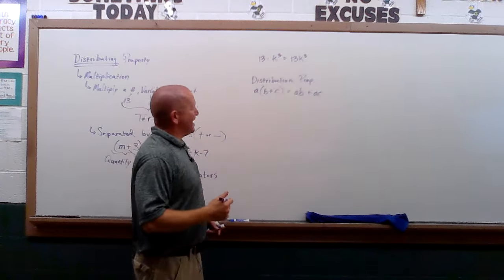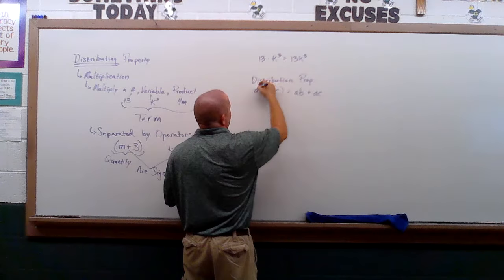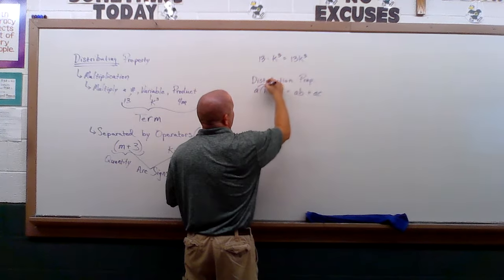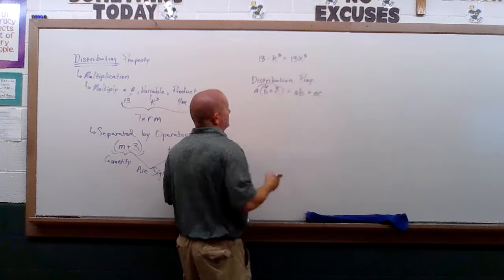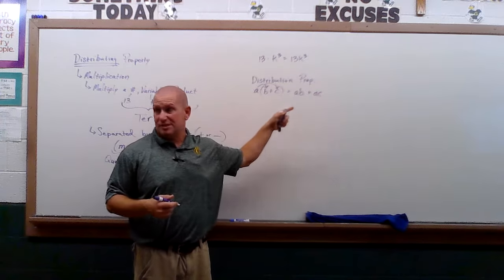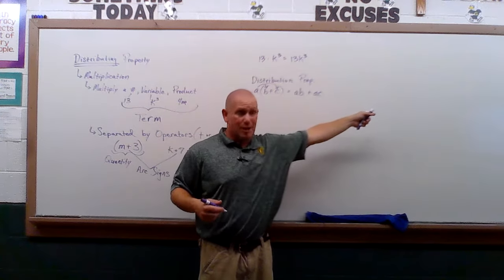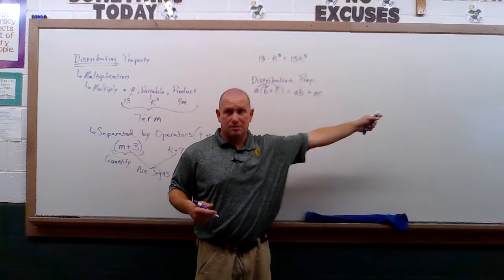So one of the things that I like to do, especially at the beginning, if I'm confused about this, is to show myself that I'm going to take that A, and as Landon said, multiply that A by every single part of the parentheses. So if there's 7 different things inside my parentheses, I'm going to multiply 7 different times.